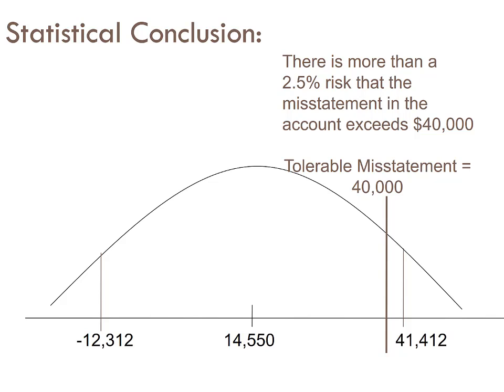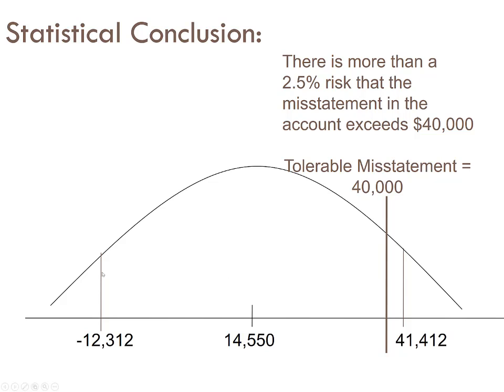Now, if my tolerable misstatement was 50,000, obviously my line would be way out here in the tail, and so the statistical conclusion would be there's less than a 2.5% chance that the misstatement in the account exceeds $50,000 if 50,000 were my tolerable misstatement.